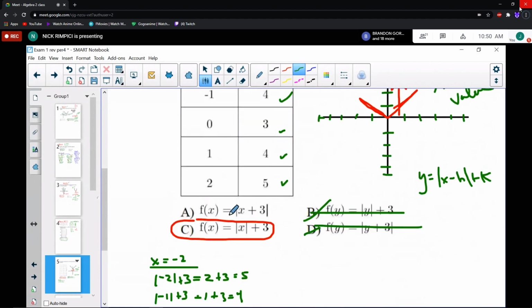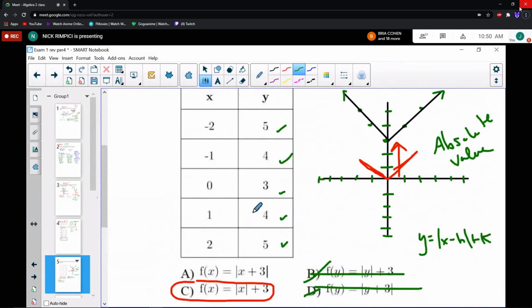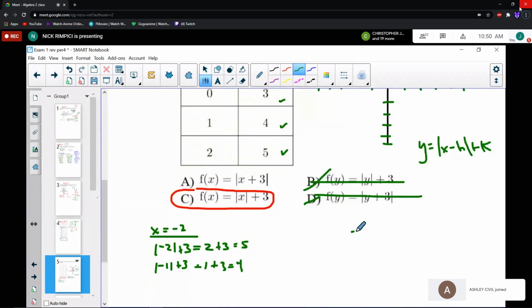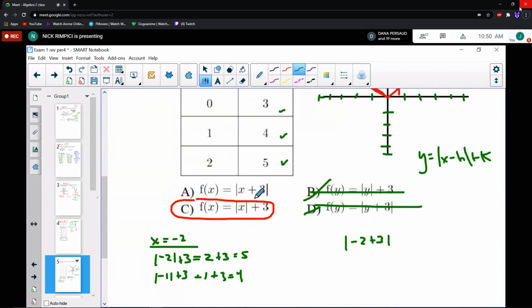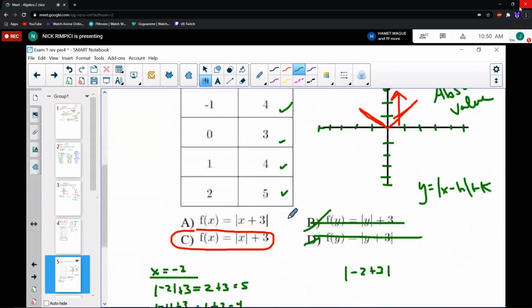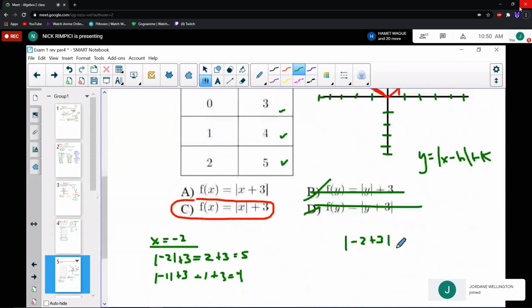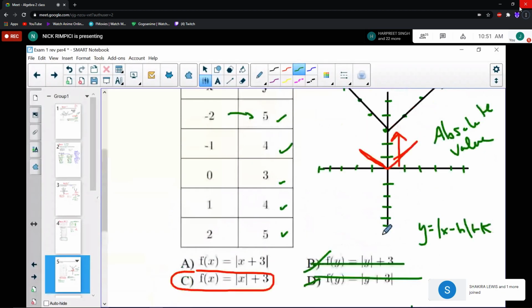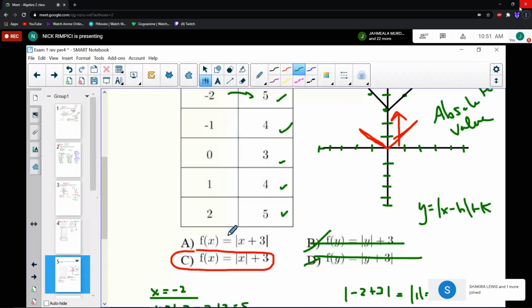That's not true for A. If you try to put -2 in here, I'll show you why A is incorrect. -2 plus 3. We're putting -2 here, right? We're supposed to get 5. We're not going to. -2 plus 3 is equal to the absolute value of 1, and the absolute value of 1 is 1. So this is wrong. It does not result in the 5 we're supposed to get.